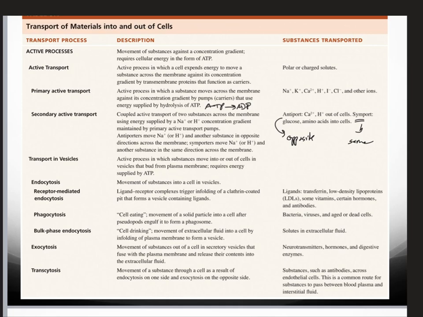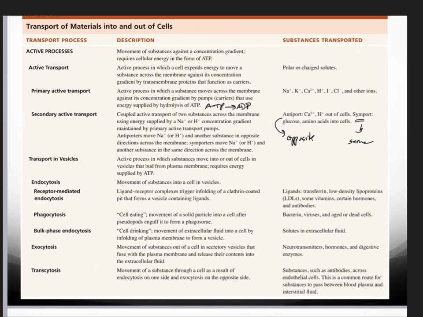Next is transport in a vesicle. So we have active processes in which substances move into or out of a cell in vesicles that bud from plasma membranes. This requires energy as well, supplied by ATP. Here are our processes for vesicular transport. Endocytosis. Endo means within, cyto, cell. So we're moving substances into a cell via vesicles.